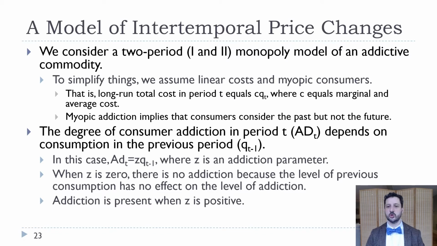So the degree of consumer addiction in period T, which is really going to be period 2, is going to depend on how much they consumed in the previous period. And Z is going to be our addiction parameter. So if Z is 0, then there's no addiction. And when Z is positive, there is. And so our addictive amount is just AD equal to Z times however much you consumed in the last period.